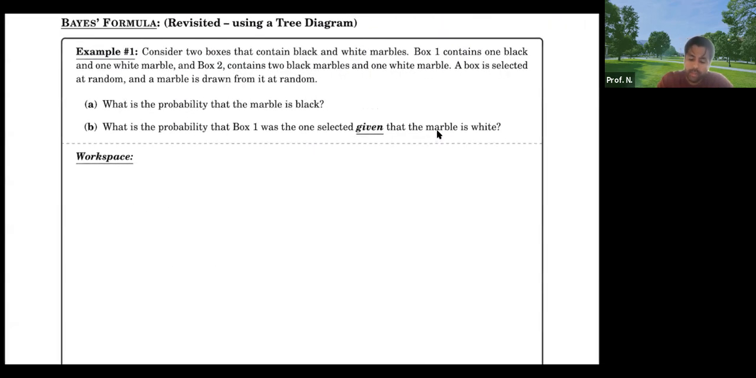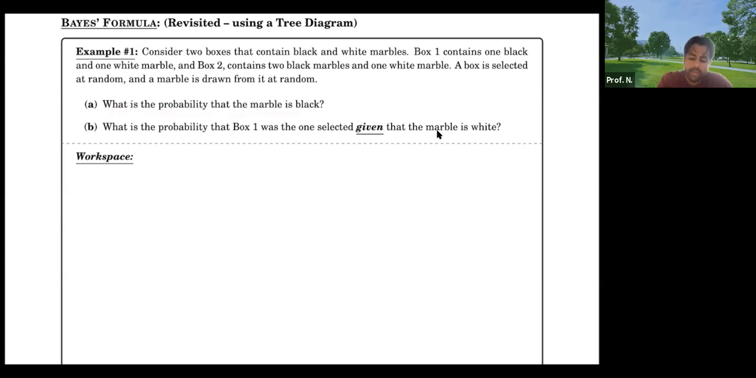Okay, so box 1 contains 1 black and 1 white marble, no problem. And box 2 contains 2 black marbles and 1 white marble. A box is selected at random and a marble is drawn from it at random. What is the probability that the marble is black?